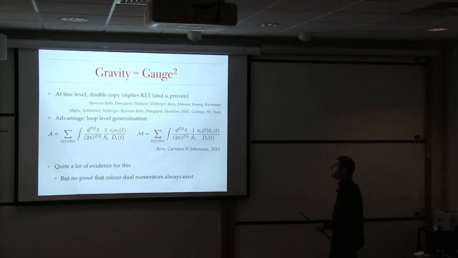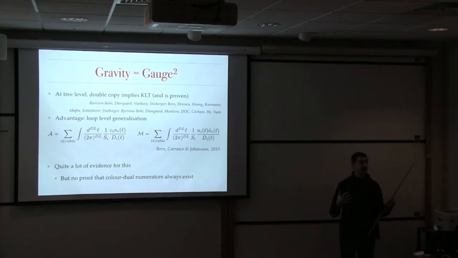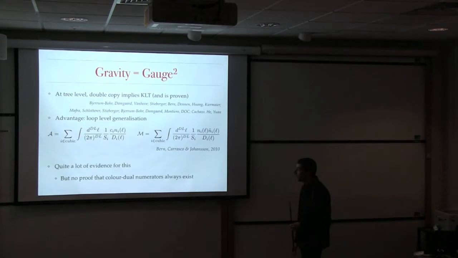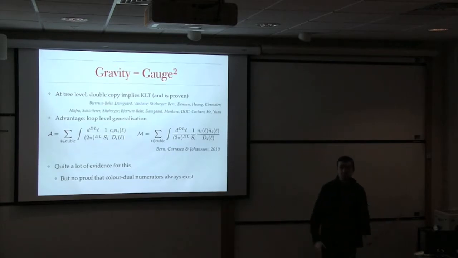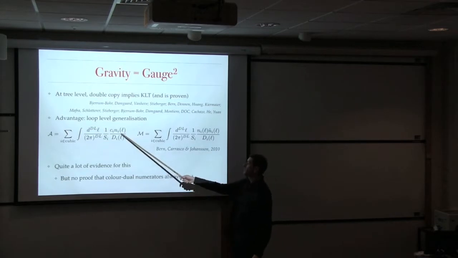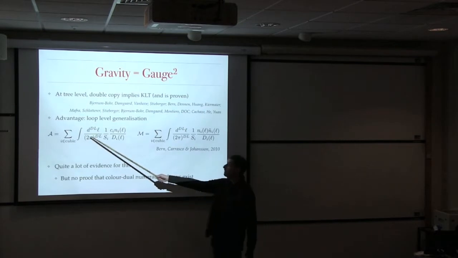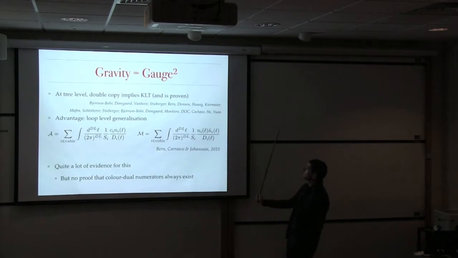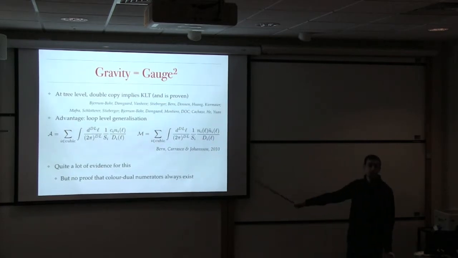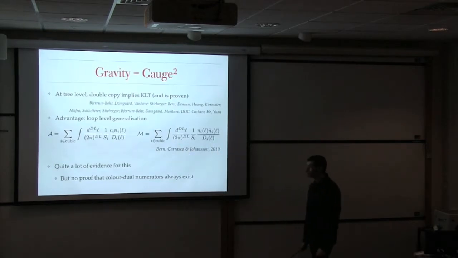The great advantage of BCJ, the reason to be excited about it, the reason I'm excited about it anyway, is that it has an evident loop-level generalization. That generalization proceeds by saying, when you're doing loop calculations, the numerators depend on loop momentum, the propagators depend on loop momentum, and I will integrate over the loop momentum. That's fine for Yang-Mills theory. To get gravity, I will square the numerator, replacing the color factor by another copy of the numerator, and I'll do the integral.